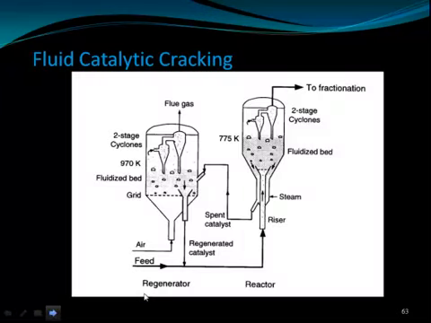So this is the general diagram for the FCC. Here you can see the air coming in, which makes the catalyst move. Then the feed is added. Upwards we have the cyclone separator. Temperature and pressure are maintained over here, and the catalyst will be in a fluidized form.